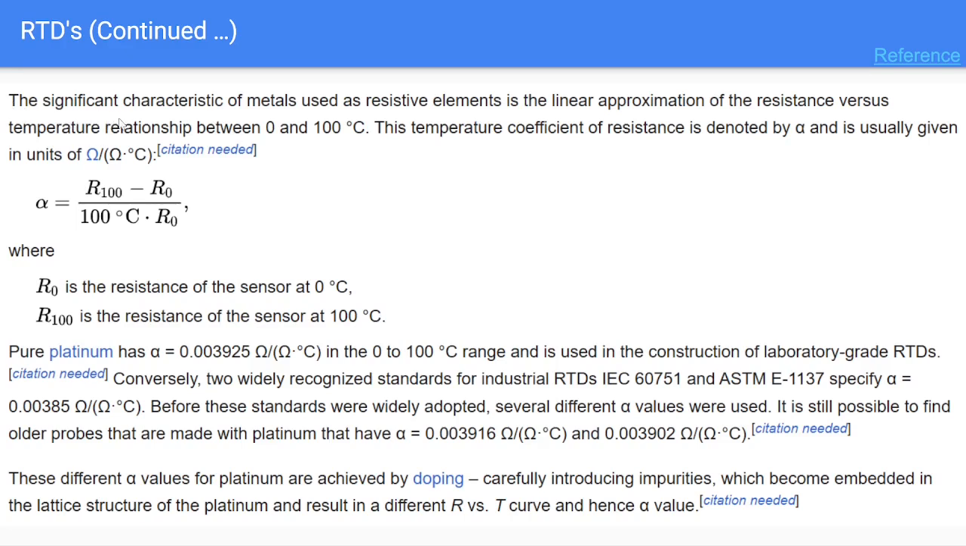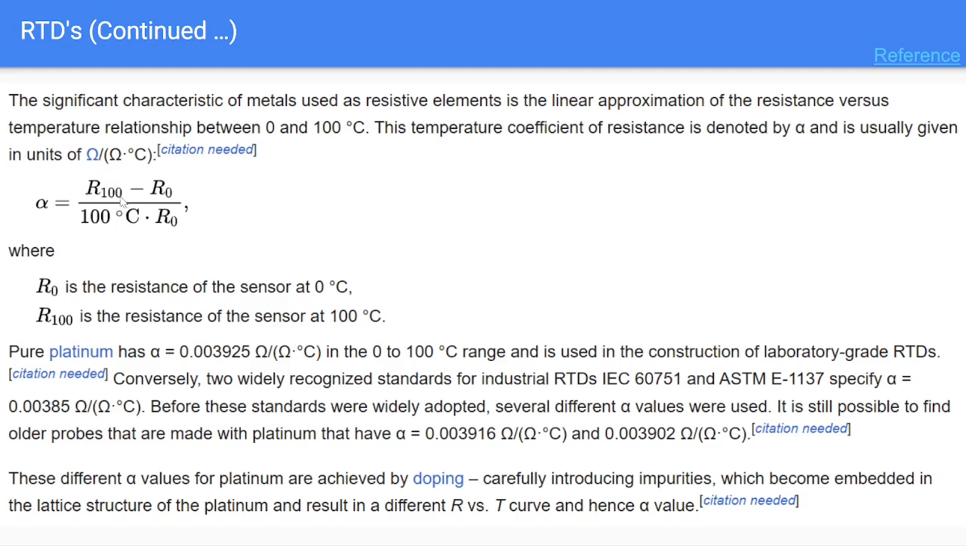The significant characteristic of metals used as resistive elements is the linear approximation of the resistance versus temperature relationship, and we will see the graphs in the subsequent slides. That linear relationship exists between 0 to 100 degrees Celsius. For these RTDs, the temperature coefficient of resistance is denoted by the symbol alpha and is given the unit ohm per ohm degree Celsius, and that's how alpha is defined.